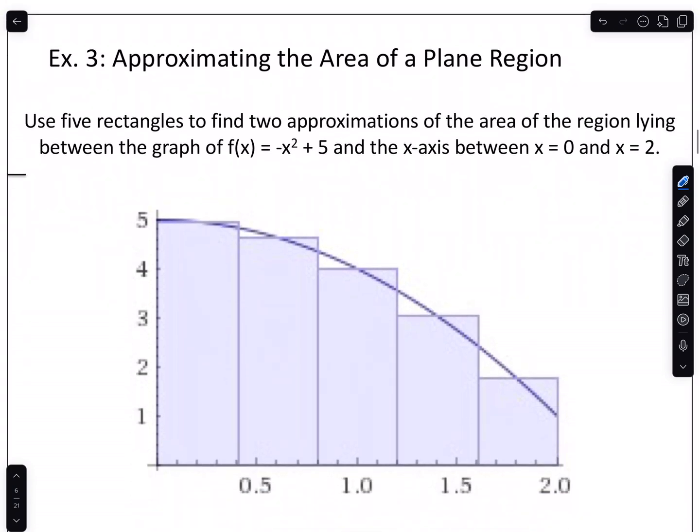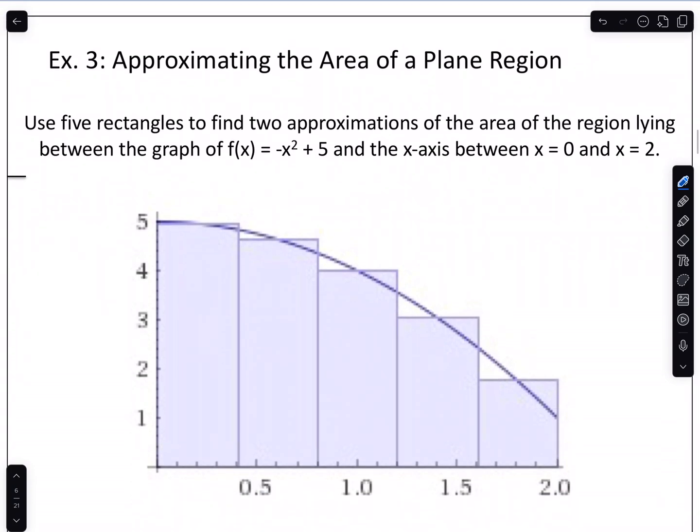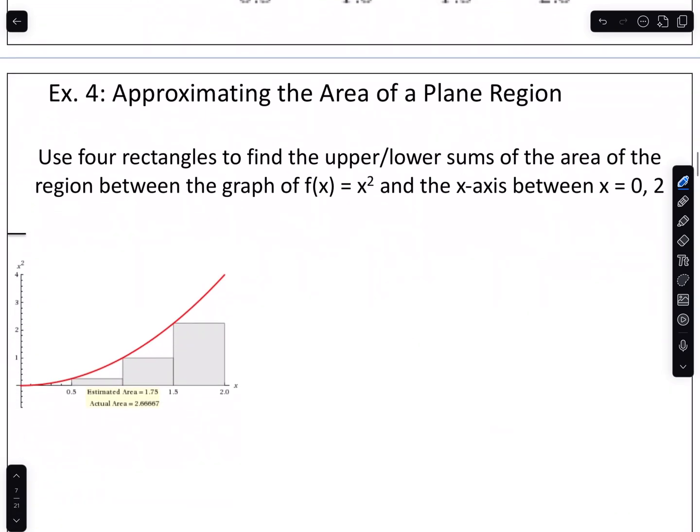And then we did say that midpoint was kind of the best of both worlds. If you over approximate a little bit and under approximate a little bit, they'll end up canceling each other out. You can imagine this region here would fill in with this region and would then make it a lot more accurate. So in general, I would say left hand and right hand are not bad, but midpoint for sure is the better of the three options. So let's move on to example 4.